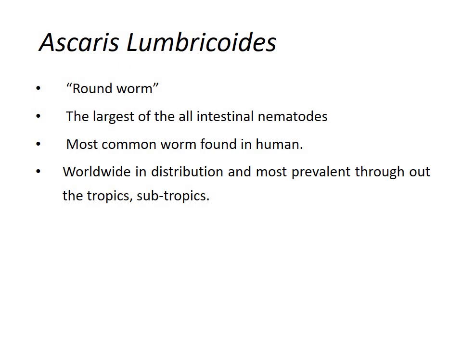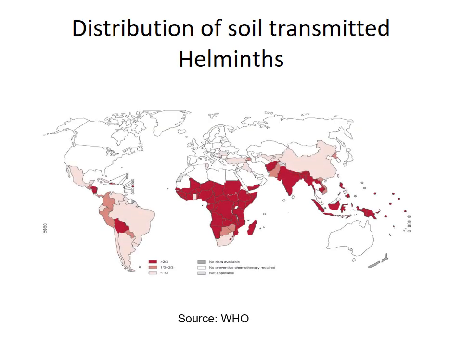So, what is Ascaris lumbricoides? The common name is roundworm. It is the largest of all intestinal nematodes seen in human beings, and it is the most common worm found in human beings. The distribution is worldwide, but it is most prevalent throughout the tropics and subtropics. If you look at the distribution, you can see that India, Africa, and some parts of South America are the high endemic zones as per WHO graphics.